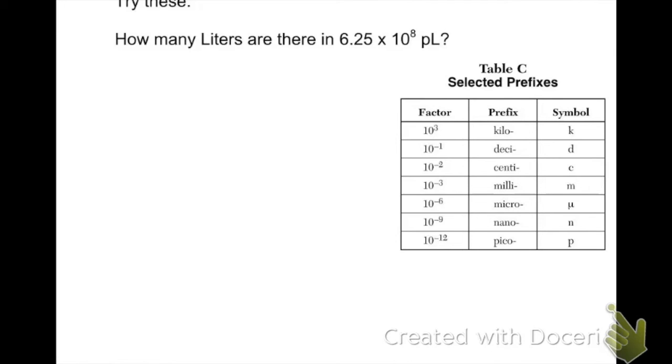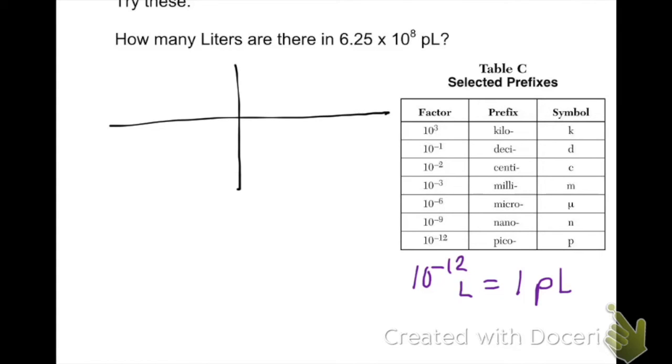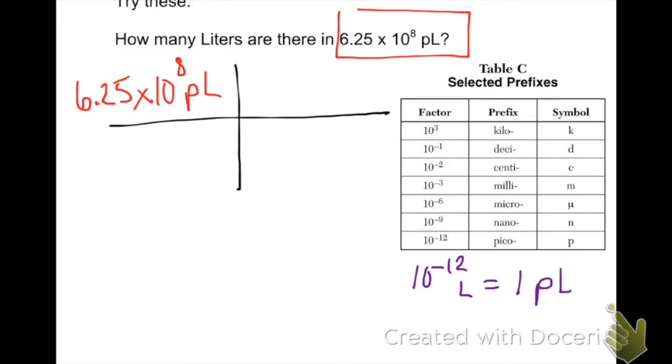All right, so how many liters are there in 6.25 times 10 to the 8th picoliters? So let's make our conversion factor. So we've got 10 to the negative 12 liters equals 1 picoliter. Step 1, make our T-chart. Step 2, write our given value in the upper left with units, 6.25 times 10 to the 8th picoliters.